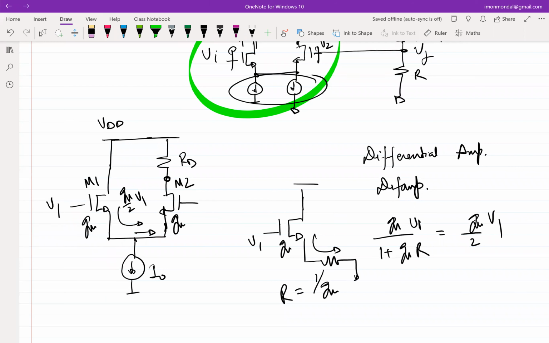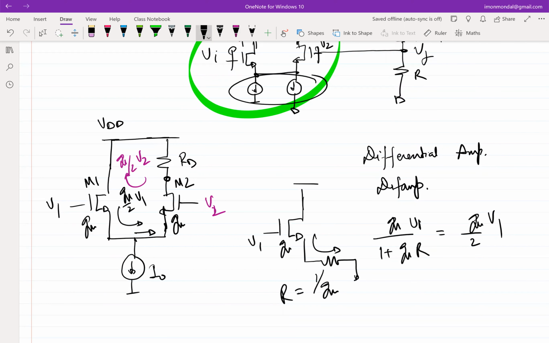And now if I switch back and apply V2 and ground V1, the incremental current that will flow on the other side will be GM by 2 times V2. Superposition of those two is GM by 2 times (V1 minus V2).